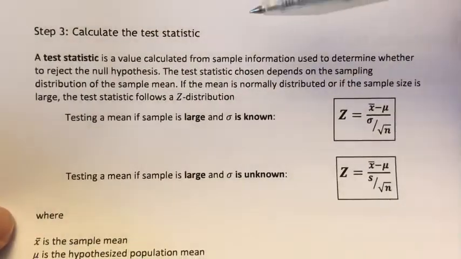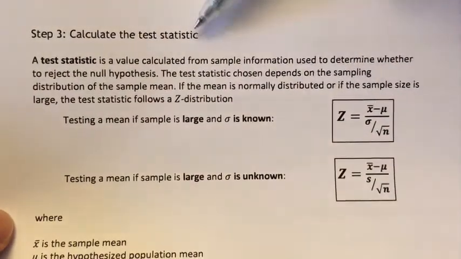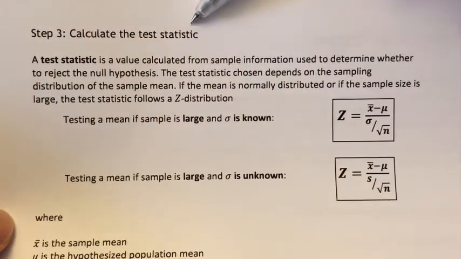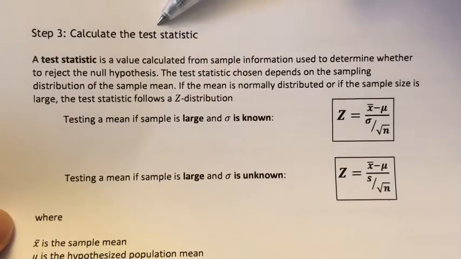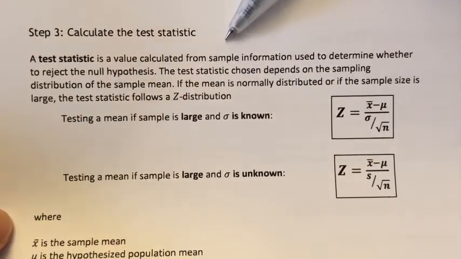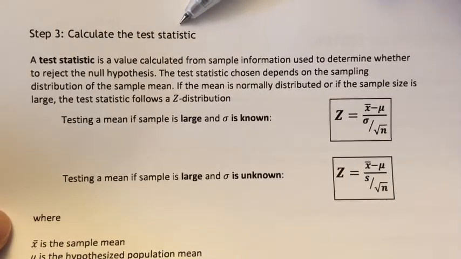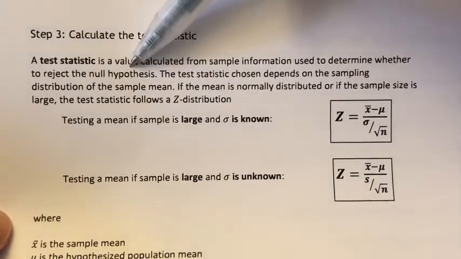The third step in conducting a hypothesis testing is to calculate the test statistic. Okay, so what is a test statistic? Test statistic is basically a value that we calculate from our sample. This test statistic is used to determine whether or not to reject our null hypothesis.